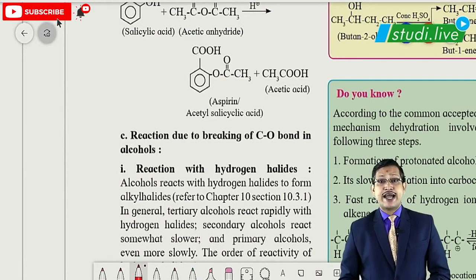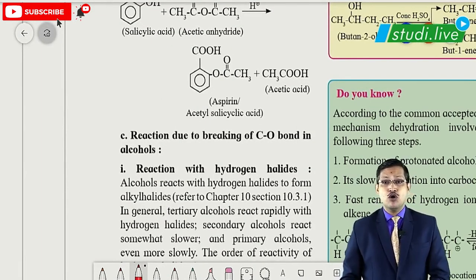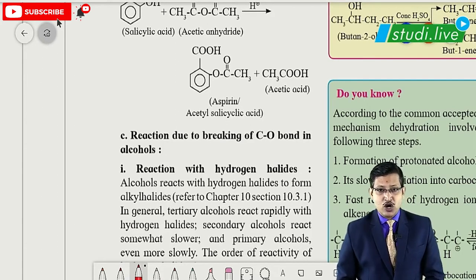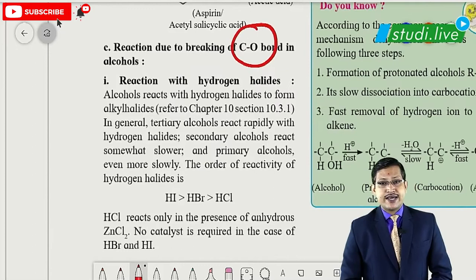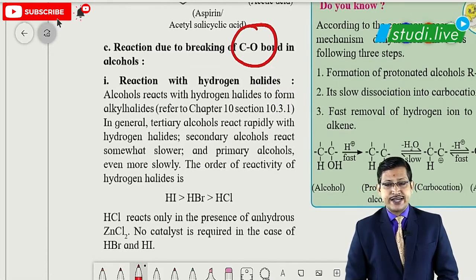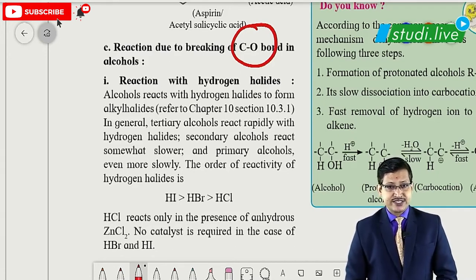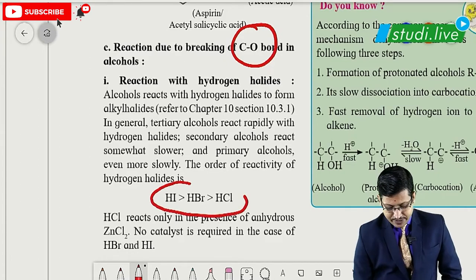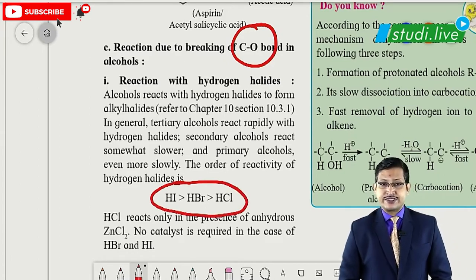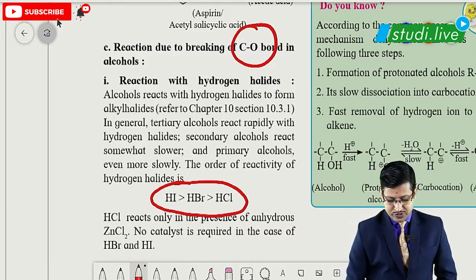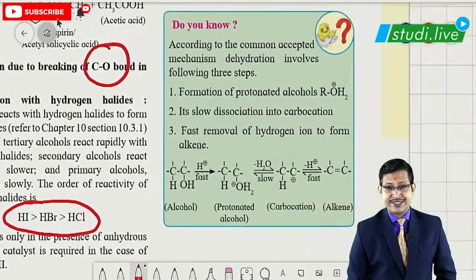The next reaction involves breaking of the CO bond. Previously it was breaking of the OH bond, now it is breaking of the CO bond. For these reactions with hydrogen halides, HX, the order is HI greater than HBr greater than HCl. HCl reacts only in the presence of anhydrous ZnCl2. That is one point you need to remember as far as your exams are concerned.